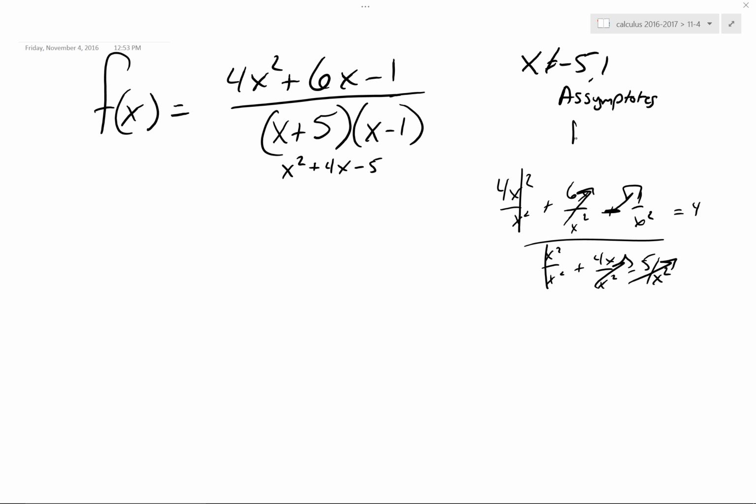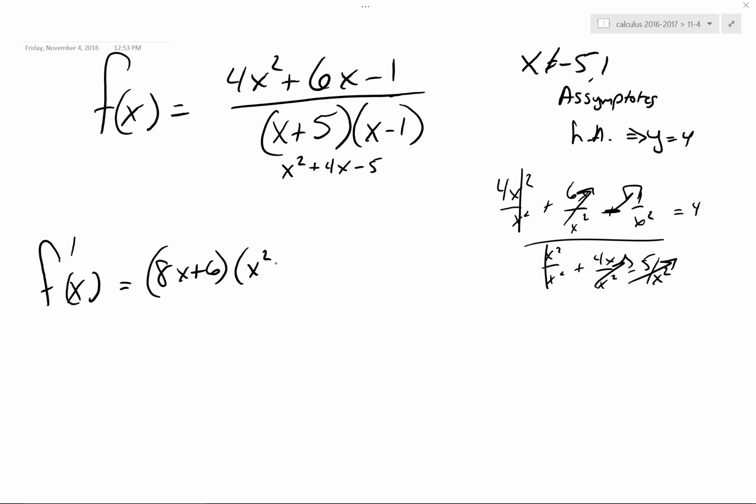This should be review for us, right? I hope. Okay. So let's take the derivative of the numerator. What do I get on the numerator? Well, I get 8x plus 6. Yes?